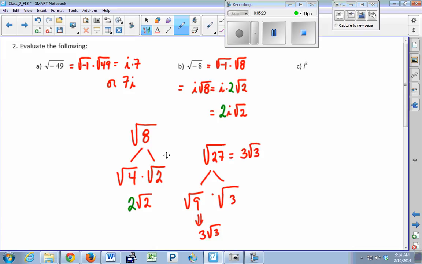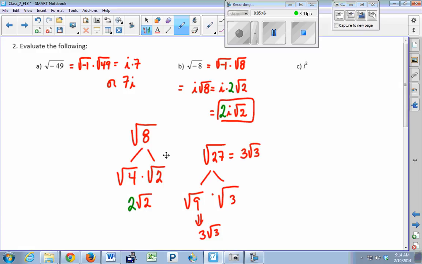Okay. So if you run across a couple of these on your homework and you put in the square root of 8 and you don't get the correct answer, it's just because they want you to simplify it. Okay. Now i squared you're going to be using quite a bit in your multiplication.